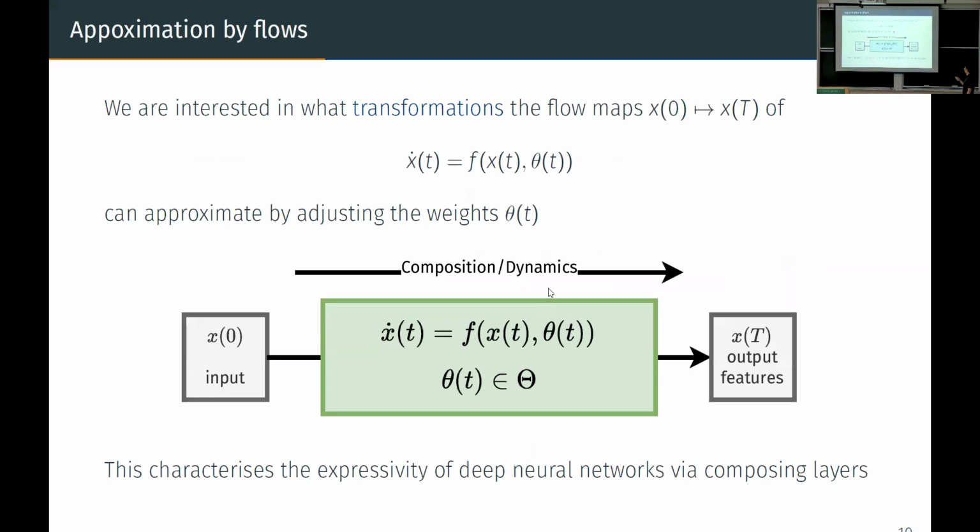So we have some control dynamical system, this idealization of your neural network, the deep ones. And you want to study what kind of transformations the flow maps can approximate, that means the map between the initial condition and the terminal condition of this dynamics, right? So this input feature to output feature map. And understanding this will characterize expressivity of deep networks in the depth direction. I think that is one of the new things about deep learning. That's why we're interested in this question.